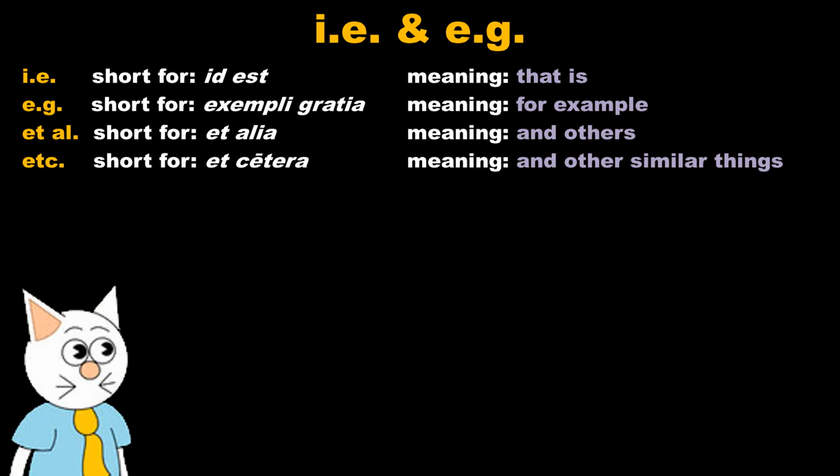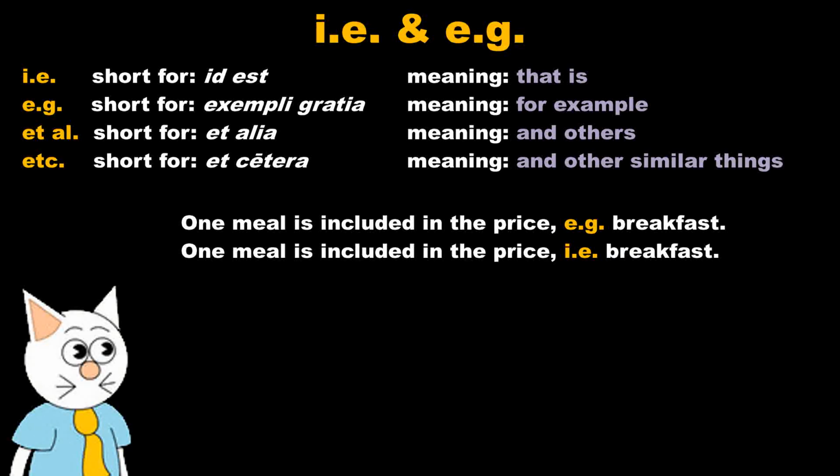I.e. means that is, or in other words, so it is a rephrasing of the point being made. It specifies a particular meaning. Look at these two sentences to see if you can understand the difference. One meal is included in the price, e.g. breakfast. One meal is included in the price, i.e. breakfast. What is each of these saying? The first is giving an example of a meal, but leaves open the option to choose lunch, brunch, or dinner. The second is telling you that breakfast is the specific meal that is included in the price.